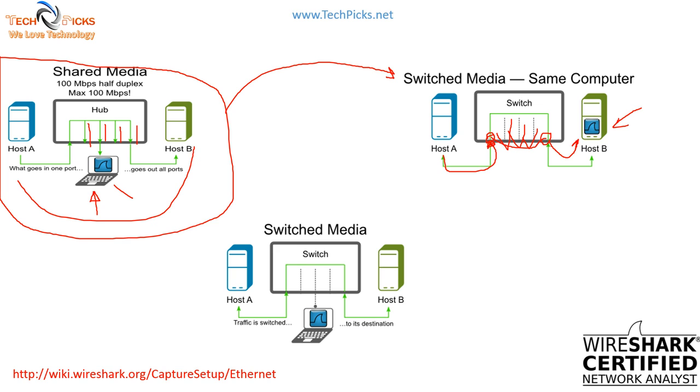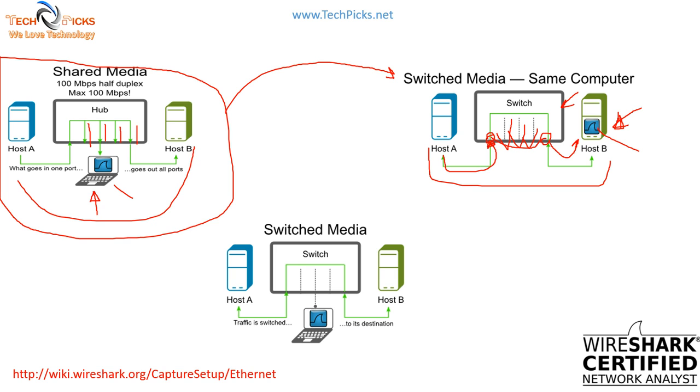So what you can do is put Wireshark on the machine itself. In this case, you're only going to see the traffic between host A and host B, nothing else. Nothing else on the switch is going to show up on your network.